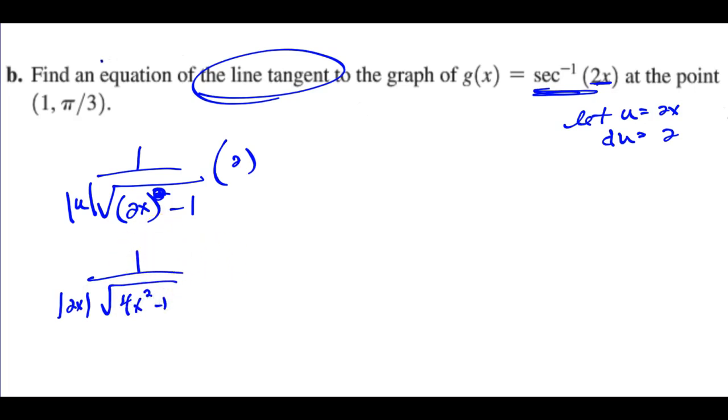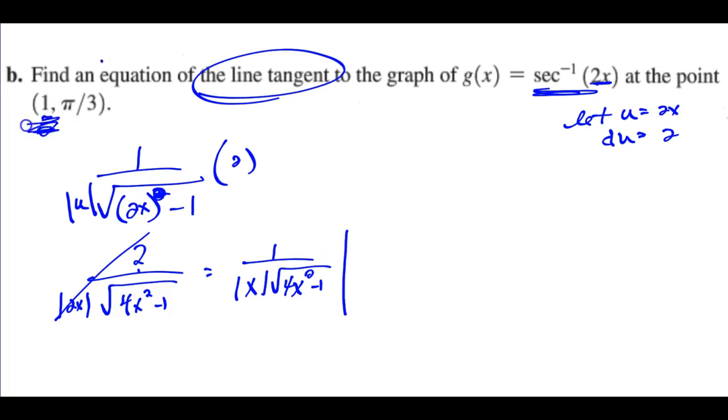Well, let's go ahead and just put this 2 up top, so it looks a little bit nicer. And lo and behold, I think the absolute value of 2 is just 2. So I think we can actually cancel those 2's as well. And then start evaluating. So we've got 1 over the absolute value of x, the square root of 4x squared minus 1, evaluated at my x equals 1. And so this is 1 over, well, this is a 1. This is 4 minus 1, or square root of 3.